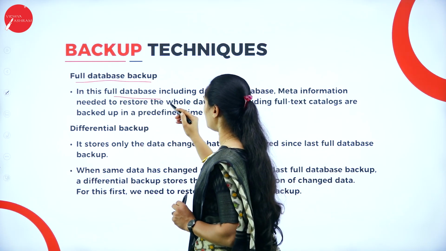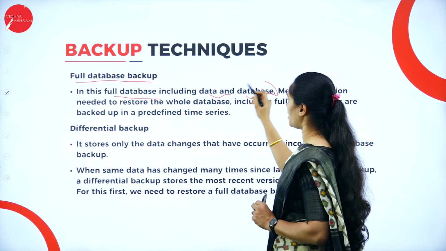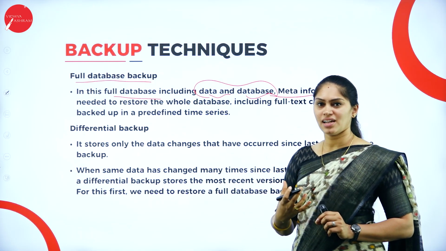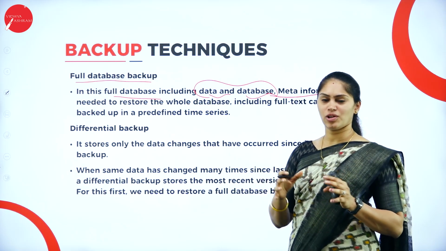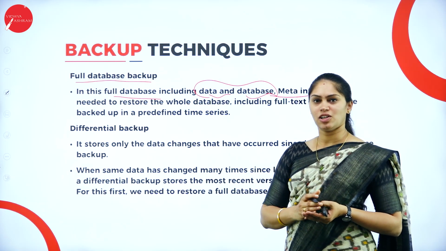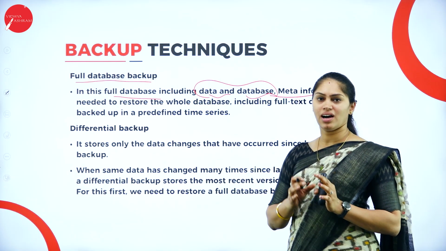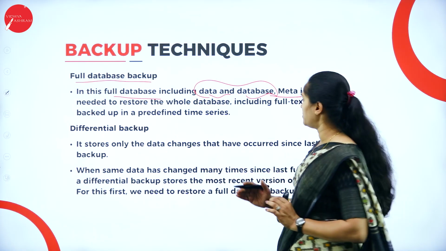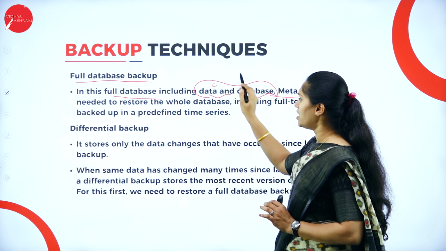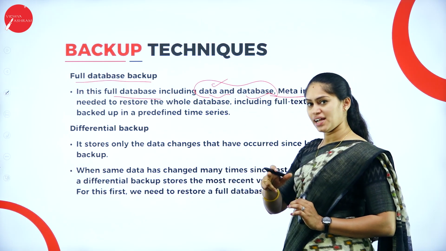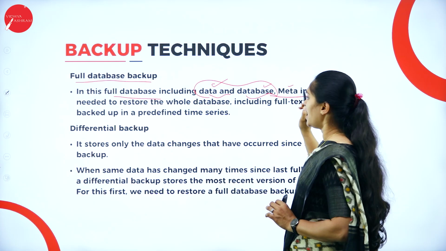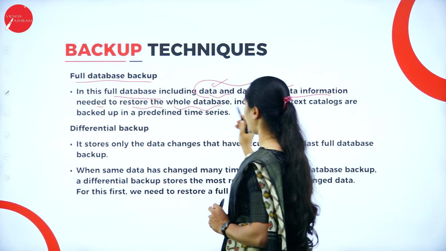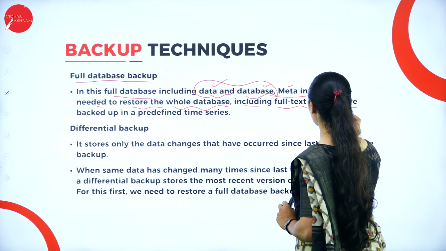In this full database backup, we include the data and database, and also the meta information. We also have metadata, which is data about data. It has data related to the database, such as the schema, how many tables we have, and what the constraints are. All the complete details will be in the metadata. So it will include recovery of data as well as the database, along with the metadata, to restore the whole database, including the full text catalogs.